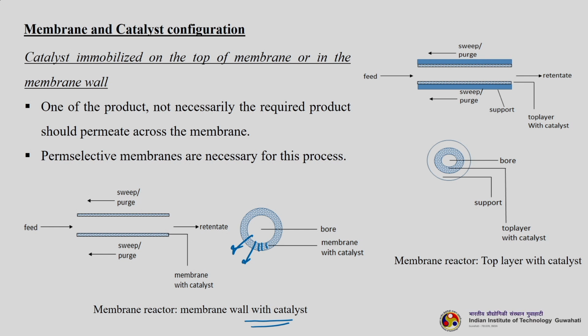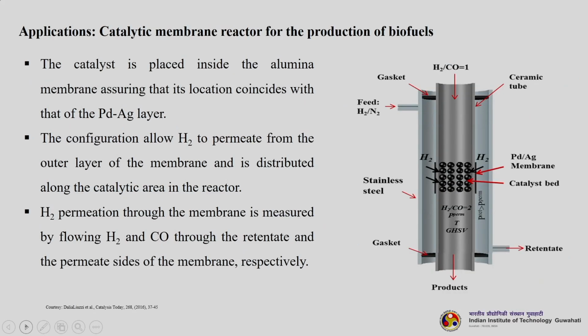This is another one where the top layer is loaded with the catalyst. You can see how it is happening here. Not the entire membrane, but only the top portion of the membrane itself is loaded with the catalyst, and the bore remains empty, the area which is inside the bore. You can see the schematic of how it looks. The feed is entering here and the retentate is getting out here. You can get some product from here through the membrane. Of course, you use perm-selective membranes.